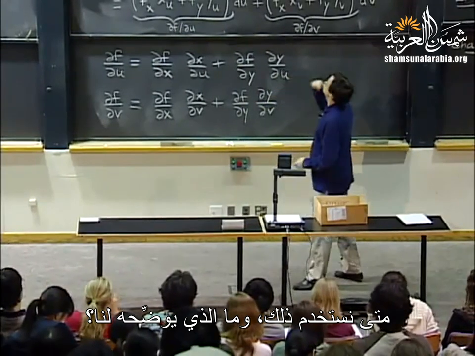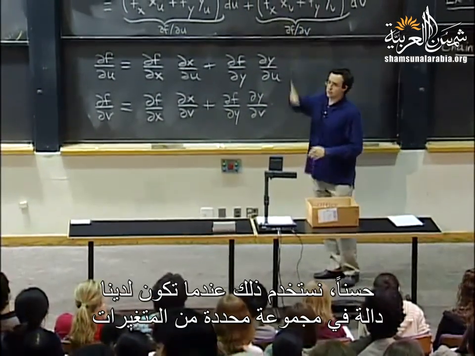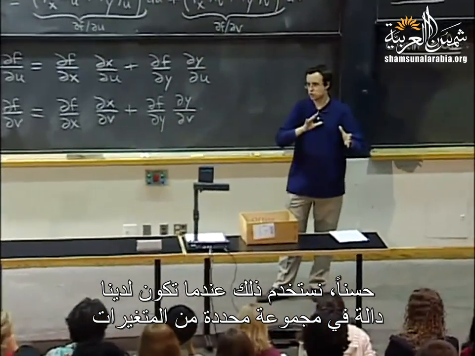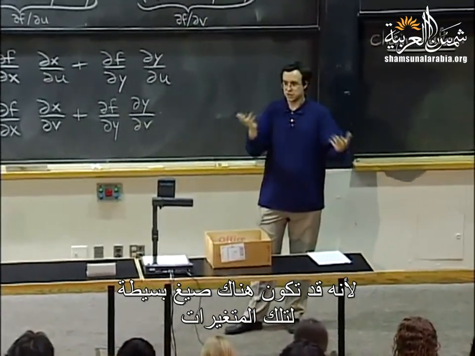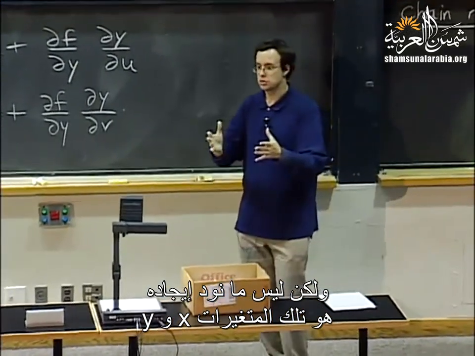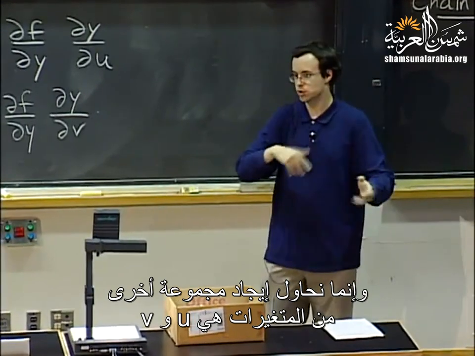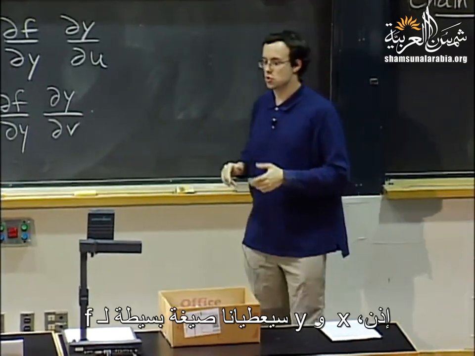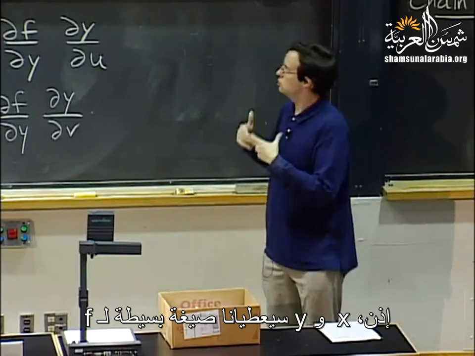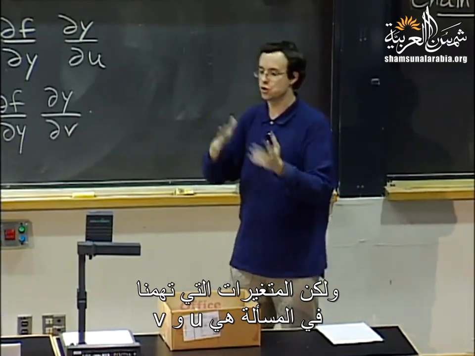So when would you use this, and what does it describe? Well, it's basically when you have a function given in terms of a certain set of variables, because maybe there's a simple expression in terms of those variables. But ultimately, what you care about is not those variables, x and y, but another set of variables, here, u and v. So x and y are giving you a nice formula for f, but actually the relevant variables for your problem are u and v.